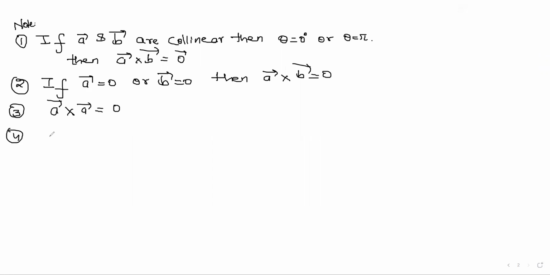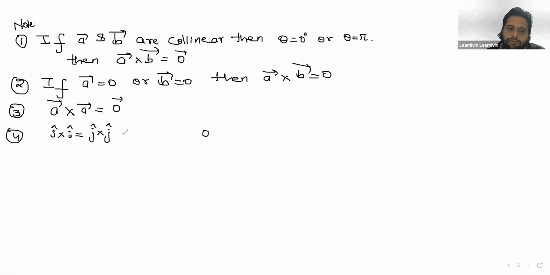Fourth point. I cap cross I cap. What will be the answer? 0. Very good. Same vector, the angle between them is 0. So I cross I is 0. Similarly, J cross J is also 0. Then K cap into K cap is also 0. So all these three are 0.